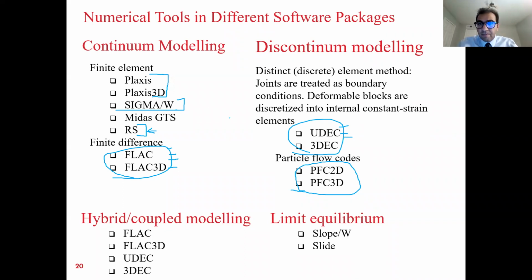There are obviously some other general finite element programs that can still be used for geomaterials as well. For instance, ANSYS or Abaqus. These are general finite element programs available, and obviously those can also be used for geomechanics modeling, but because they are general programs, there are limitations for using them for geomaterials.